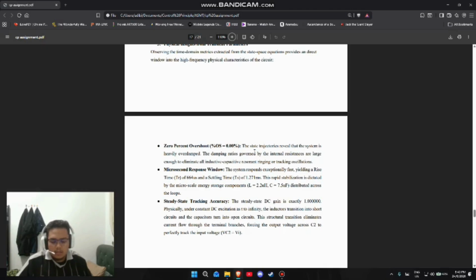Number three, why is the final tracking so accurate? Under steady DC conditions over time, inductors naturally behave like short circuit closed wires, and capacitors behave like open circuit broken wires. This structural transition forces the final output voltage to perfectly match the input voltage. Overall, both our external transfer function and internal state space observation confirm the exact same thing. Our RLC network is fast, highly stable, and completely free of unwanted oscillation.